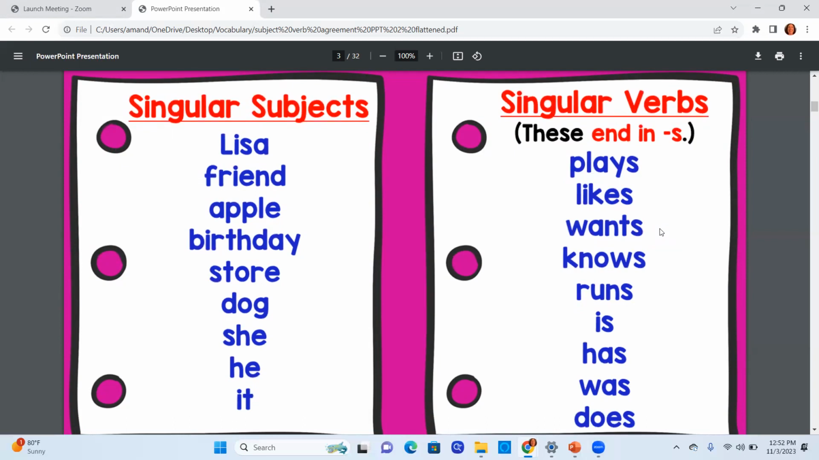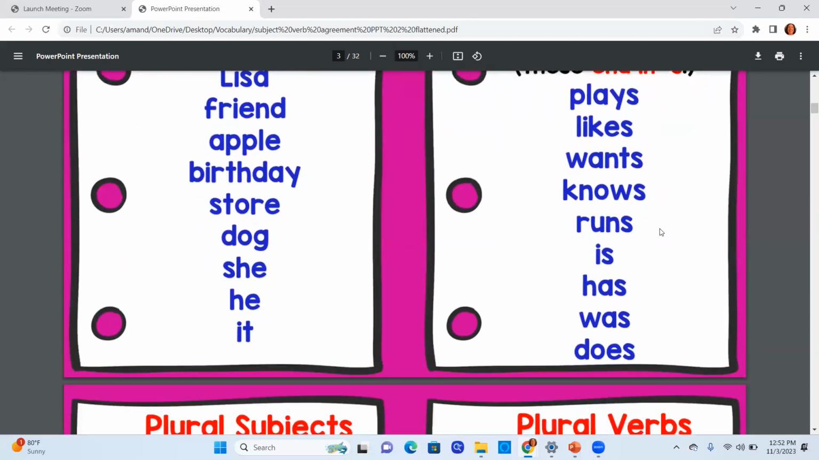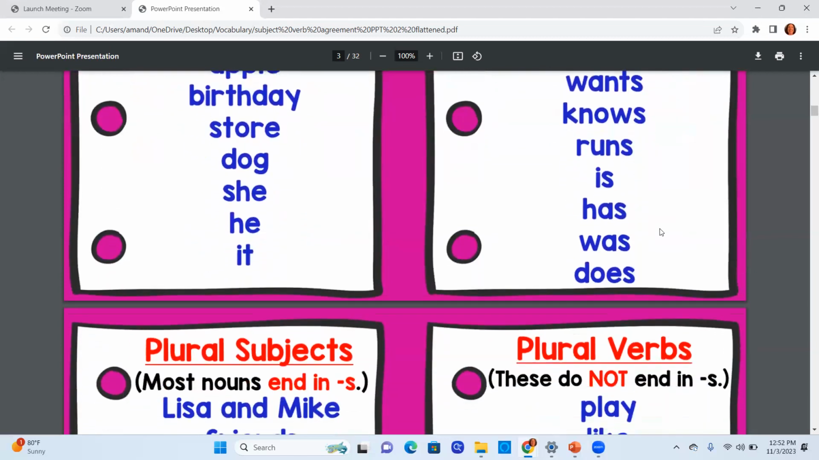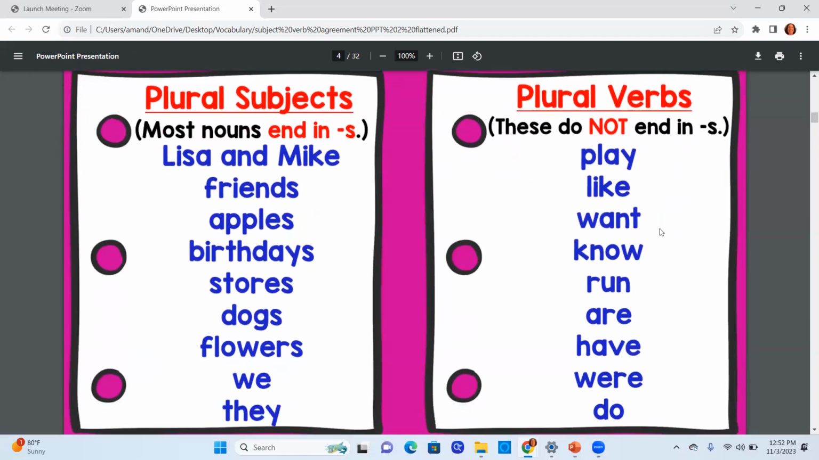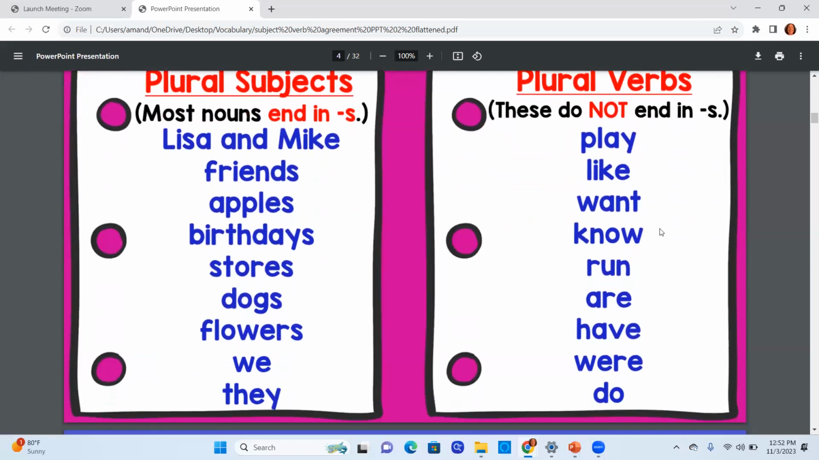Now let's look at singular verbs. These end, incidentally, with S: plays, likes, wants, knows, runs, is, has, was, does. Plural subjects, most nouns end in S: Lisa and Mike, friends, apples, and so forth. And then, of course, if it's a plural subject, we're going to have a plural verb: play, like, want, know, run.